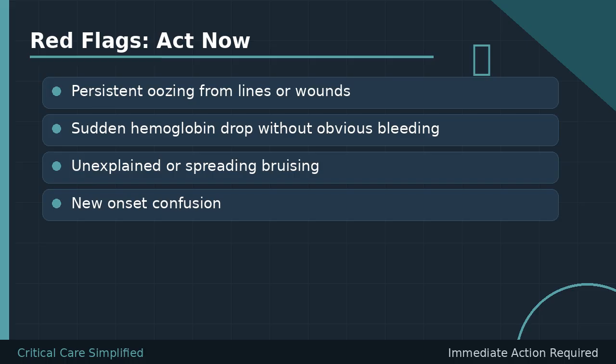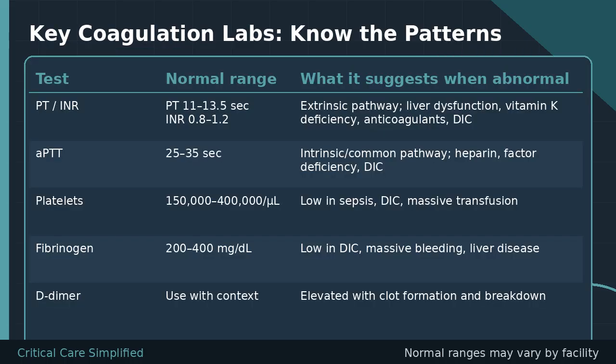Red flags require immediate action. Persistent oozing from IV sites or wounds is a classic sign of impaired coagulation. A sudden drop in hemoglobin may mean acute blood loss even without visible bleeding. Unexplained bruising can signal an underlying coagulopathy. New confusion can be a subtle warning of bleeding or clotting affecting cerebral circulation.